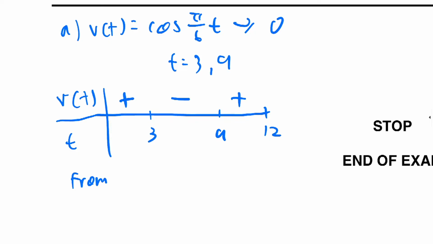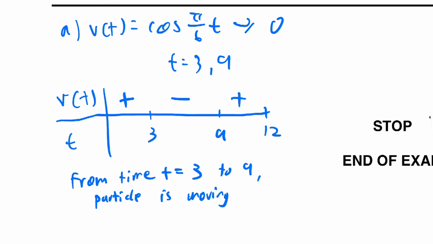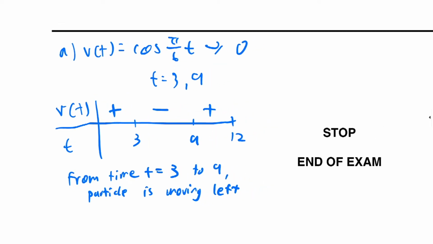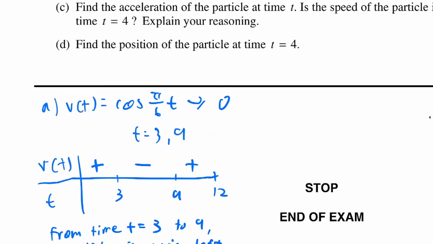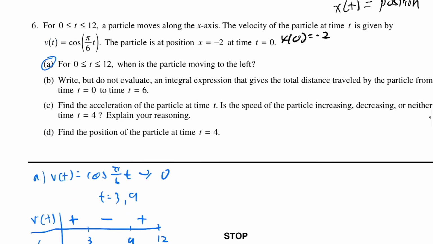So from time t equals 3 to 9, the particle is moving left. Awesome, that's our first answer. You can word that however you want. Just make sure you state the answer, and don't give an over-explanation because I never asked you to explain. If they ask you to explain, then you have to say that's when velocity is negative.